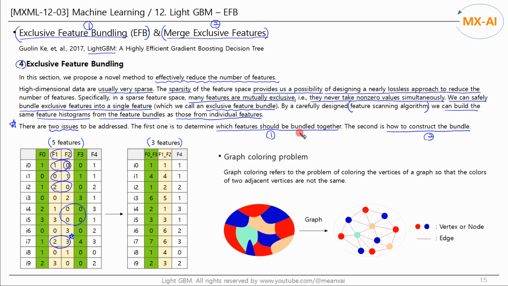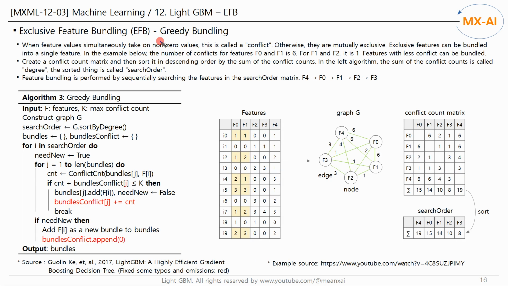Exclusive feature bundling uses the graph coloring problem. Graph coloring refers to the problem of coloring the vertices of a graph so that the colors of 2 adjacent vertices are not the same. In this video, we'll look at the greedy bundling algorithm. The merge exclusive features algorithm is discussed in the next video.